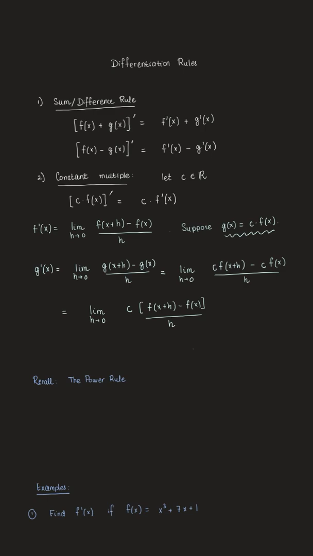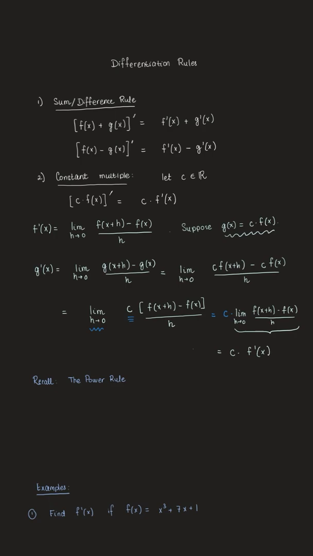Now, this value of c, this constant, does not depend on h getting arbitrarily small. It doesn't depend on h approaching 0 because it's just a number. So I can actually pull that number out of the limit and rewrite this as c times the limit as h approaches 0 of f of x plus h minus f of x over h. And we can see that now this expression is just the derivative of f. So this is equal to c times f prime of x.